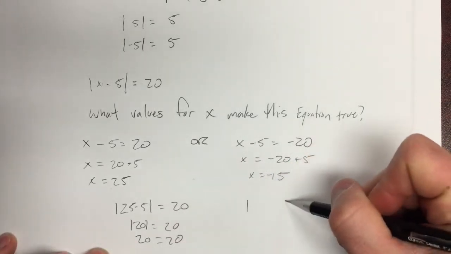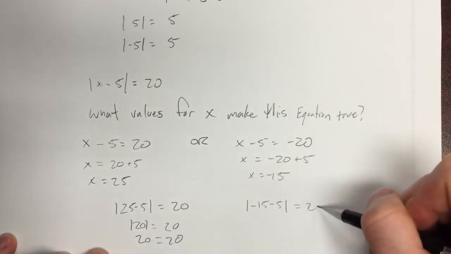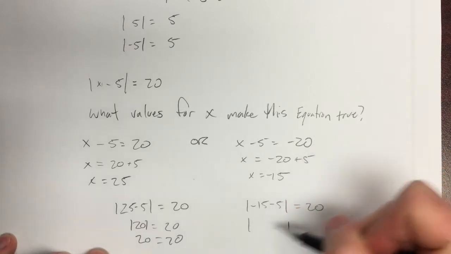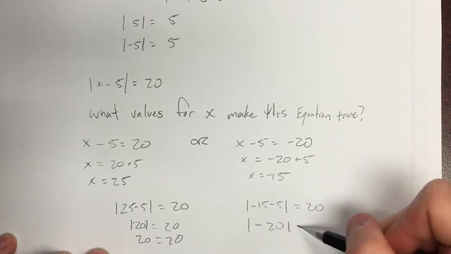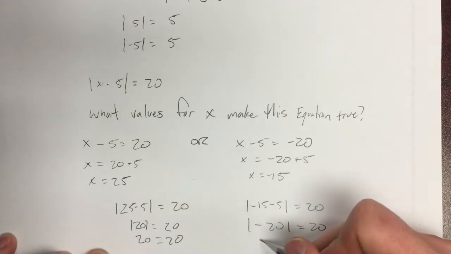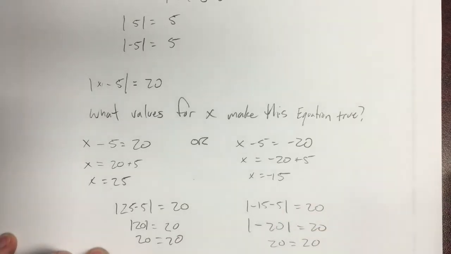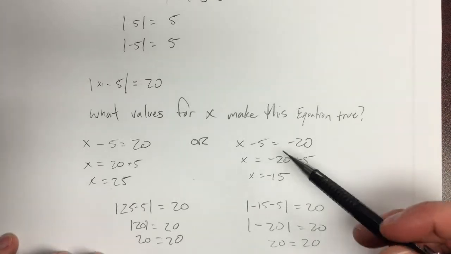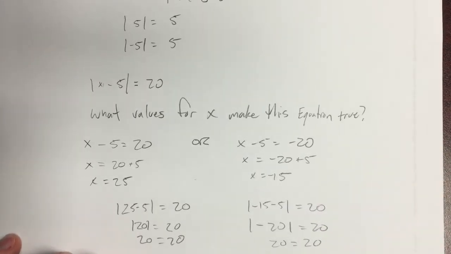The absolute value of -15 minus 5 equals 20. The absolute value of -20 equals 20. The absolute value of -20 is 20, so 20 equals 20. You see how that works? It's relatively simple, and it's not something to overthink.